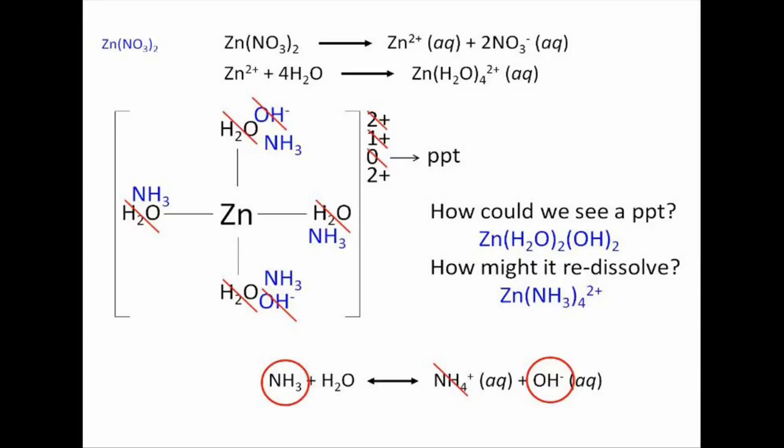So bear these rules in mind when you're working with complex ions and ligands. Charged complexes tend to be soluble, neutral complexes tend to form a precipitate, and it is the combination of the metal and the ligand that tends to determine the color of a complex. If you see a change in color, most likely you're seeing a change of ligand.